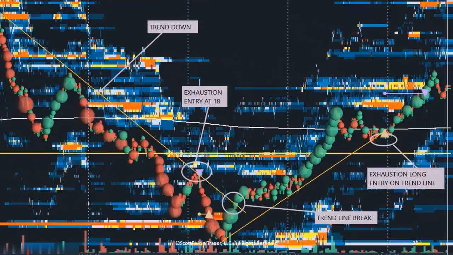So again, this is pretty much what I'm talking about. NQ will do that very much. Day in and day out, you'll see big V reversals where you get a momentary trend down, and you can look for exhaustion. Here there was an exhaustion entry at the 18 level, which coincided with a trend line that was coming down. Take some profits here. Then what happens?